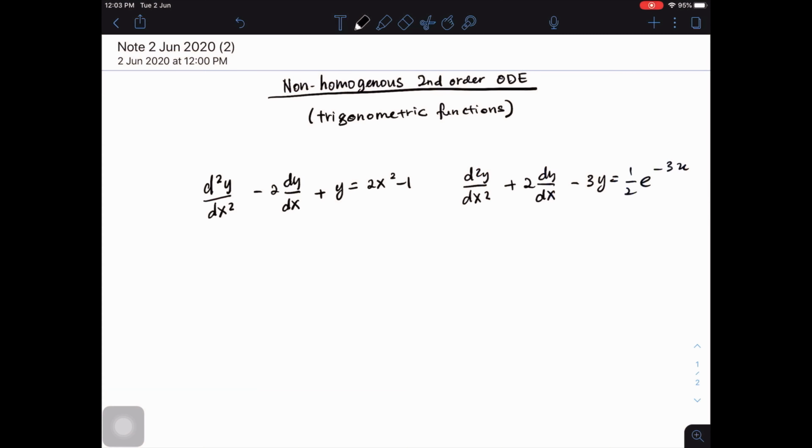Hi and good day everybody. So I want you all to look back on the topic of non-homogeneous second order ordinary differential equation before, where we can solve our second order ODE by using undetermined coefficient method. Okay, so this one is for undetermined coefficient method.